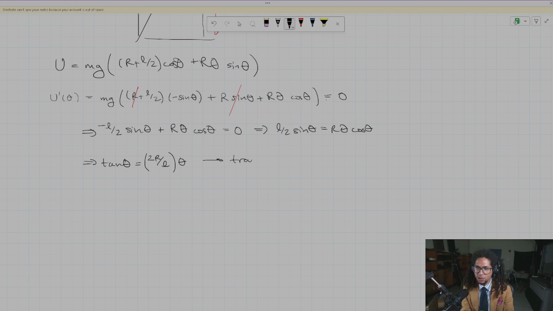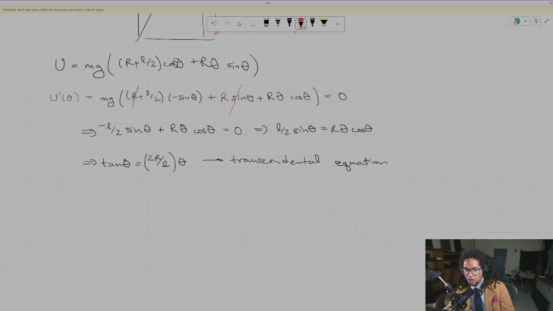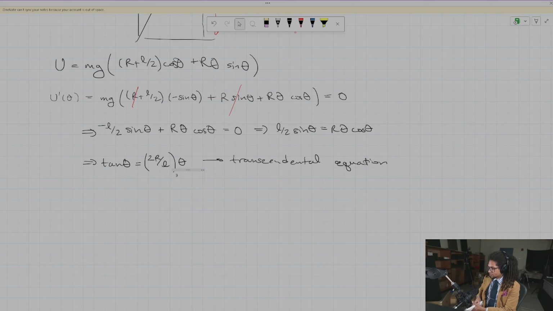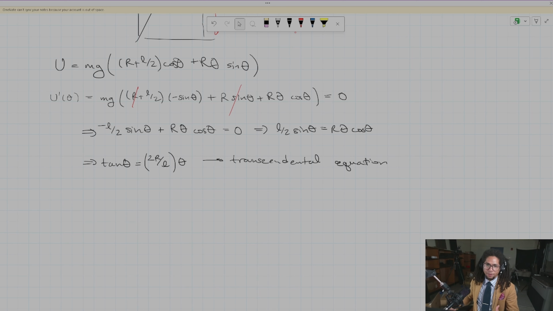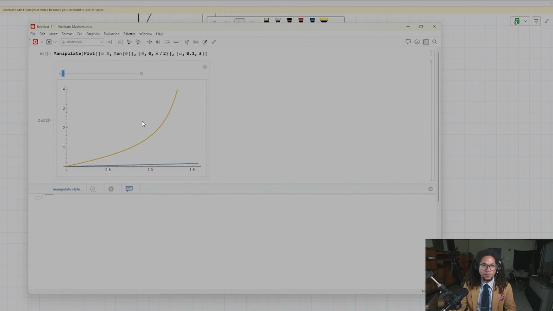Now this kind of equation is called a transcendental equation. It's typically what you get when you have an equation that relates a trig function to a polynomial. So that's what we have here, a trig function on this side, a polynomial on this side. And that means that the equation does not have a closed form solution. But we can look at it using plotting software. So I'll use Mathematica in this case. Okay, let's pull open a Mathematica notebook. And a little error here. Here we go.